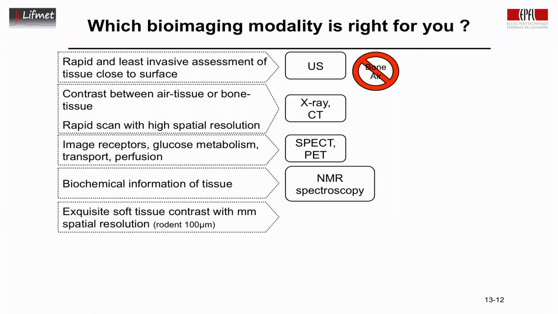If you would like to have exquisite soft tissue contrast with millimeter spatial resolution, in rodents 100 microns, then MRI is your technique to use. Contrast this with X-ray. It's fast, but between soft tissues the electron density doesn't vary enormously, so the soft tissue contrast is much more difficult to see. MRI provides an abundance of contrast in the tissue.